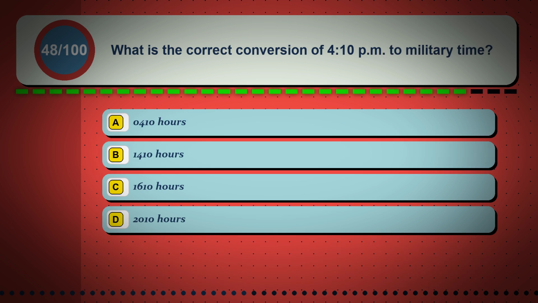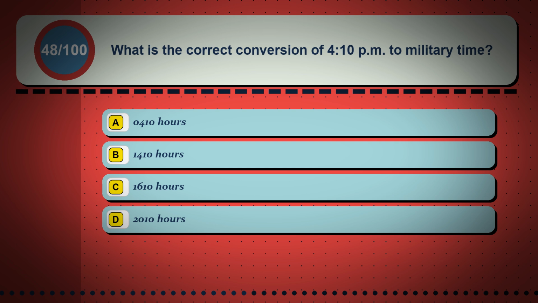Question 48. What is the correct conversion of 4:10 p.m. to military time? Option A is 0410 hours. Option B 1410 hours. Option C 1610 hours. Option D 2010 hours.